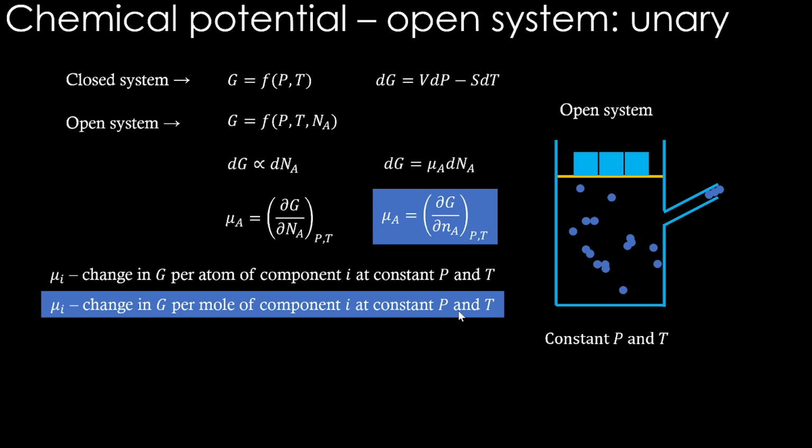So this is all about the unary system chemical potential. More important and practical application of this will be in the multi-component system. So let's start with the binary systems.